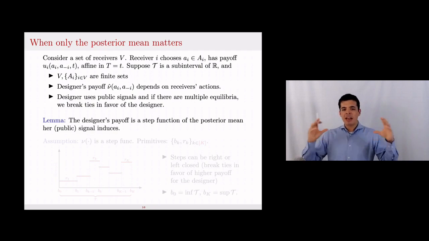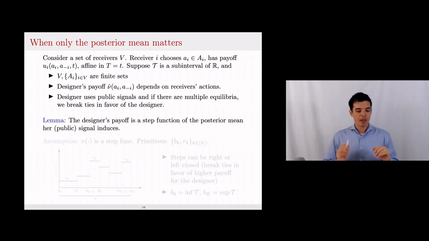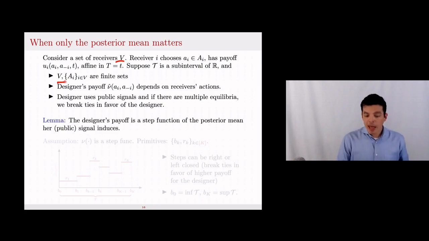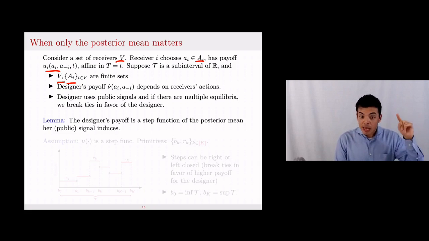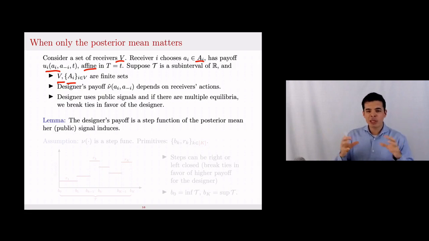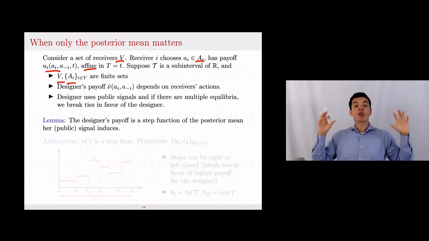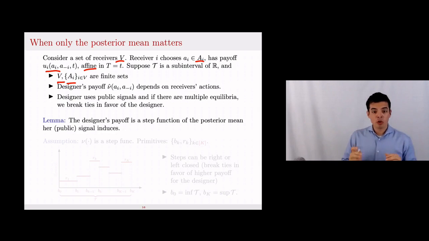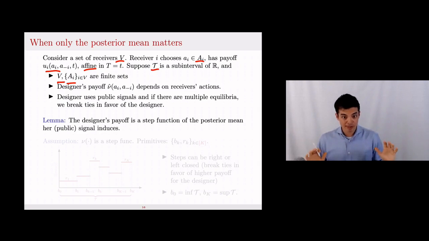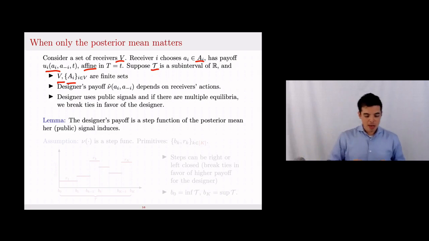Now let me describe an environment where this is indeed the case, and this is a fairly general environment. We have a finite set of receivers, and each receiver chooses her actions from a finite set. The payoff of each receiver depends on the actions that are chosen, as well as the state, but the dependence on the state is affine. Earlier, I made the assumption that the set of possible state realizations is finite. I'm going to relax that assumption. Here, I'm going to assume that the set of possible state realizations, script T, is a subinterval of the reals. So I may have a continuum of states.